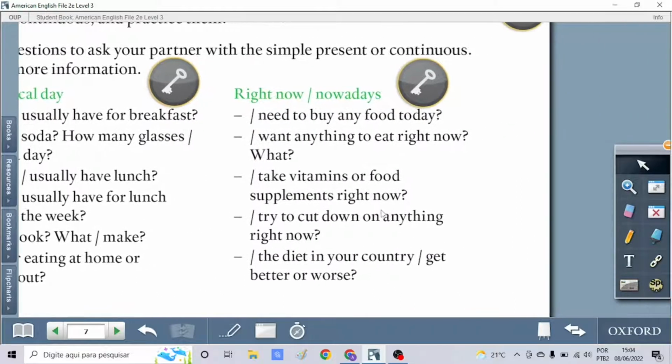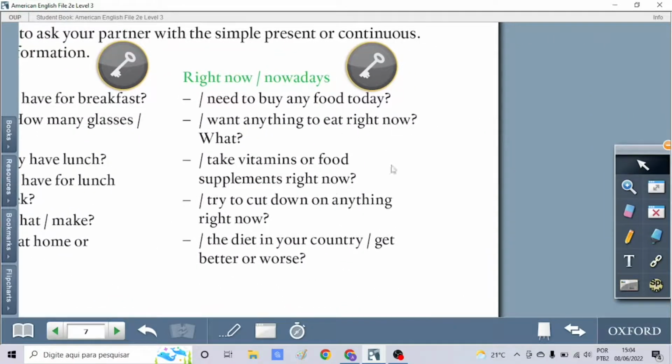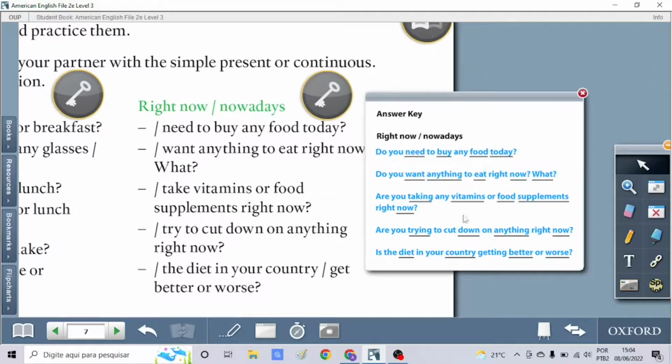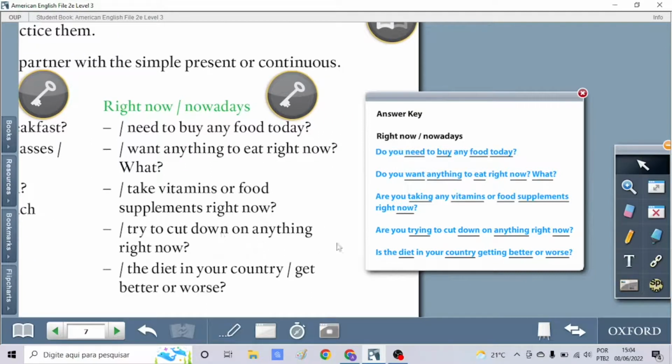Let's do the second part now. Right now or nowadays. Pause the video and ask and write the questions. Okay, let's check your answers. So, do you need to buy any food today? Do you want anything to eat right now? Are you taking any vitamins or food supplements right now? Are you trying to cut down on anything right now? Is the diet in your country getting better or worse?